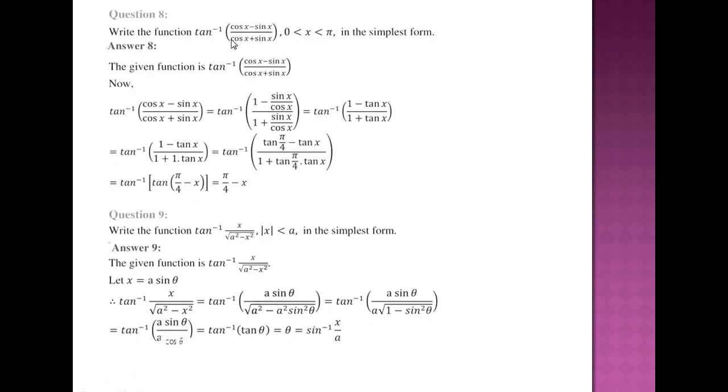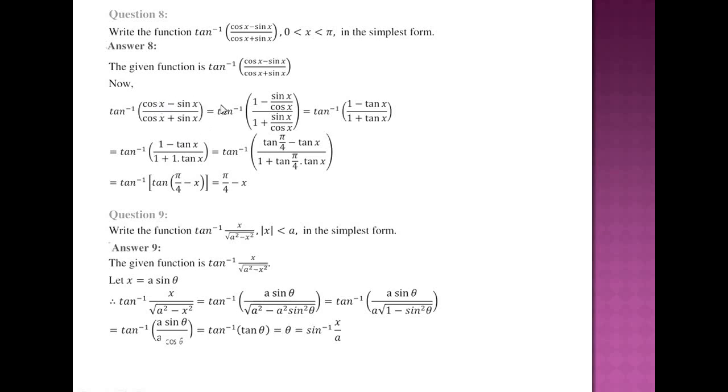Let us discuss quickly question 8. Again in the simplest form, tan inverse of (cos x minus sin x) upon (cos x plus sin x). Again I need to convert this into the form of tan, so that tan inverse and tan get nullified. So here what are we doing? We are dividing the numerator and denominator by cos x.